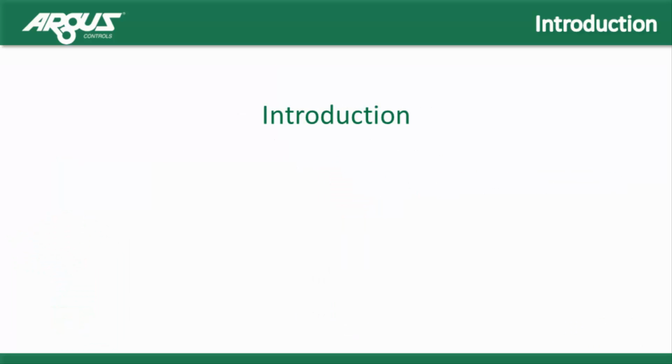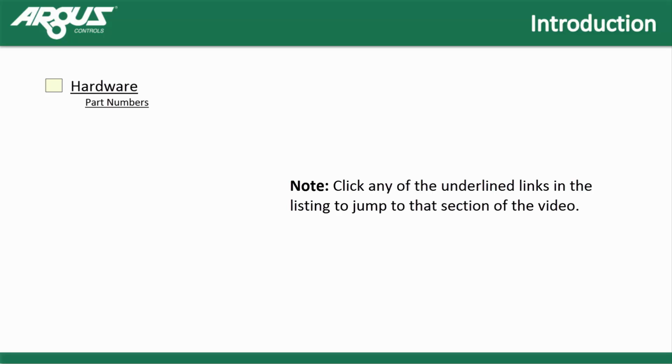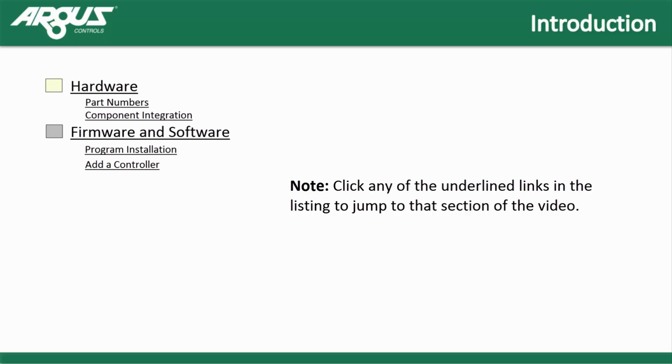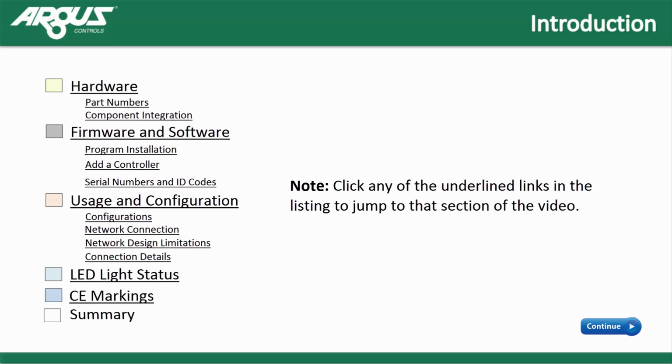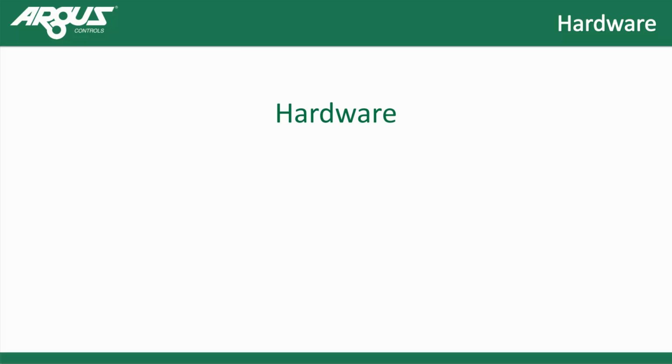Introduction. Topics covered include hardware, part numbers, component integration, firmware and software, program installation, adding a controller, serial numbers and ID codes, usage and configuration, configurations, network connection, network design limitations, connection details, LED light status, CE markings, summary, and a short quiz.